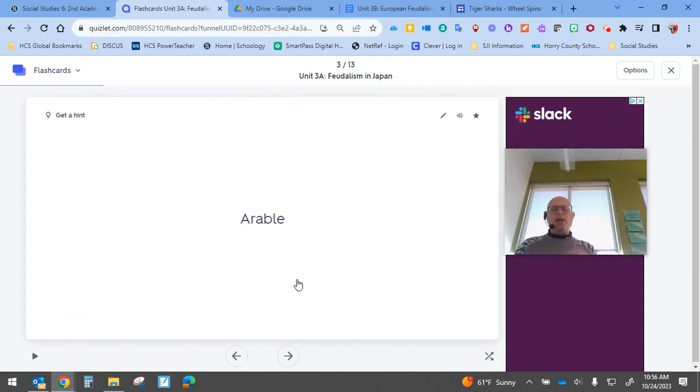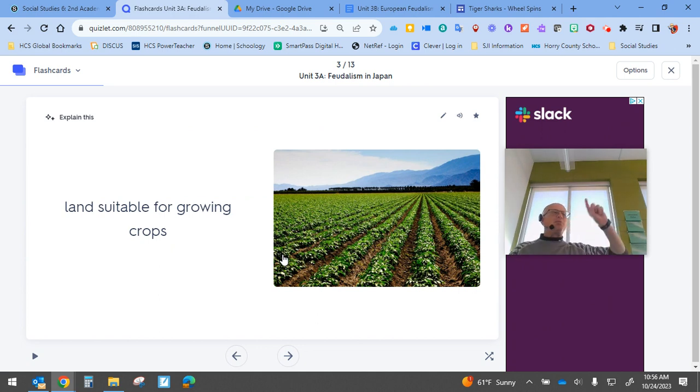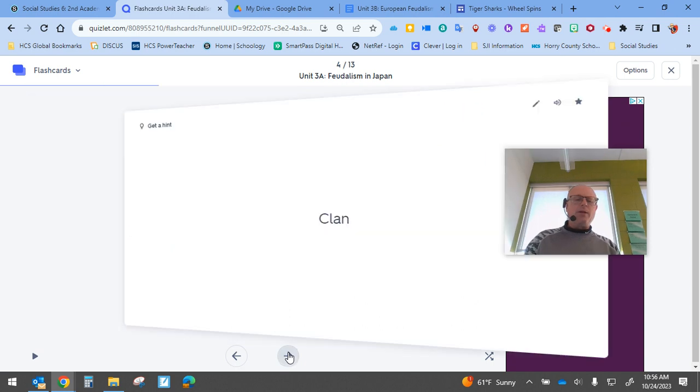Arable. Arable means good for farming. The problem is Japan has very little of it. They have very little arable land.